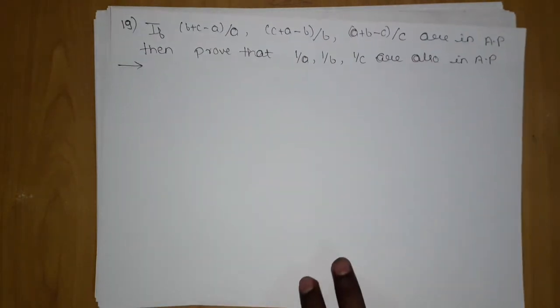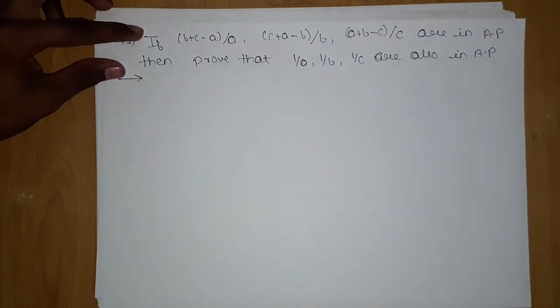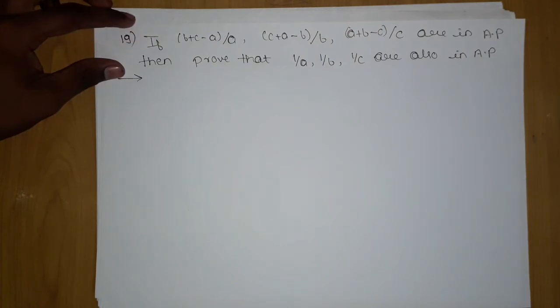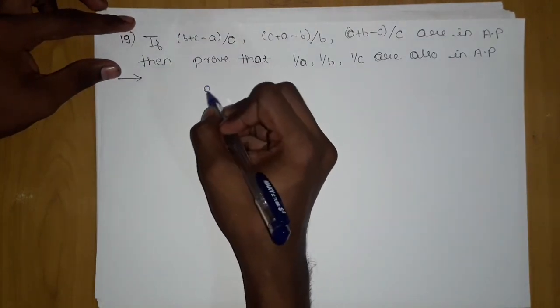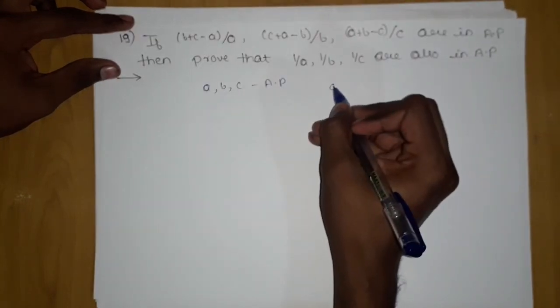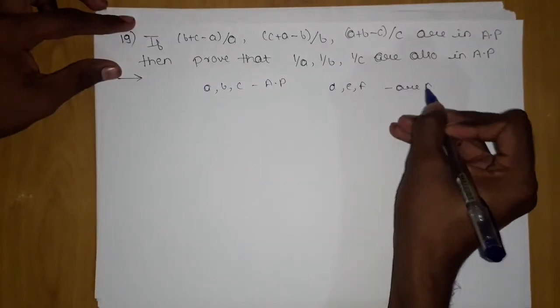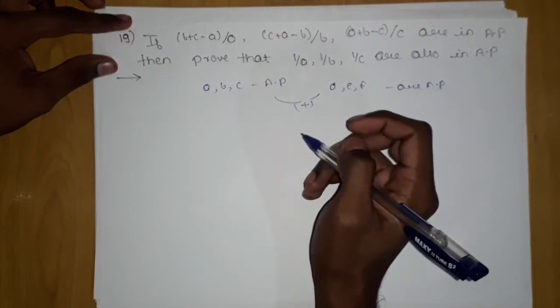The question number 19 is: if (b plus c minus a) upon a, (c plus a minus b) upon b, (a plus b minus c) upon c are in AP, then prove that 1 by a, 1 by b, 1 by c are in AP. Now just listen to the properties. If a, b, c are in AP and d, e, f are in AP, then the two APs can be added, and the resulting sequence will also be an AP.